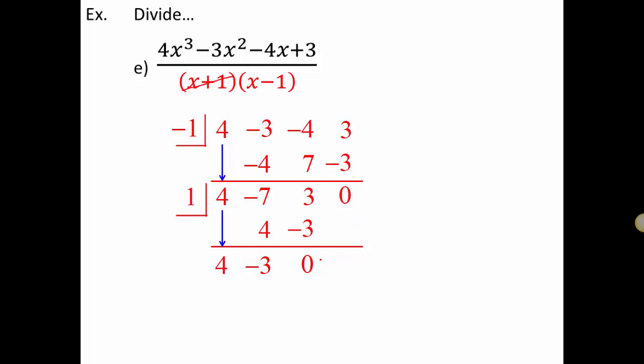And now for the answer. Keep in mind, this 4 represented x cubed. And each time you do synthetic division, you're going to drop a degree. So this 4 represents x squared, which means this 4 represents x. So I'm going to have 4x minus 3, and since I'm out of variables, that means this guy right here would represent the remainder, and since the remainder is 0, my final answer would just be 4x minus 3.